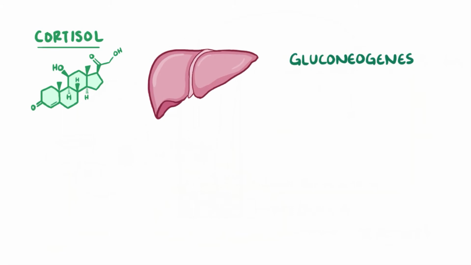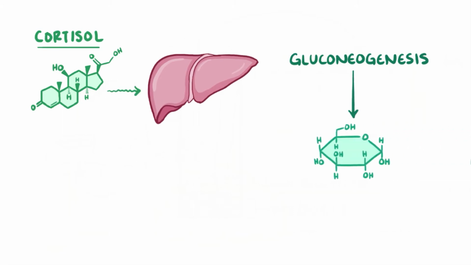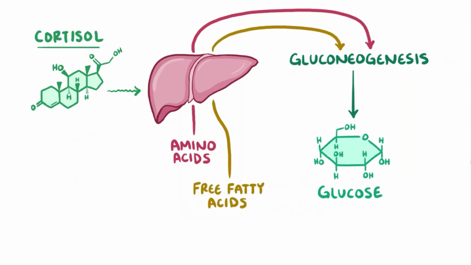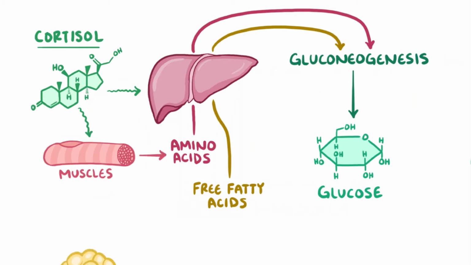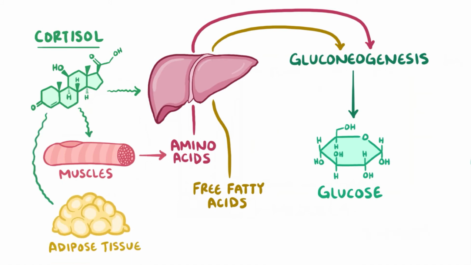One of cortisol's main jobs is to increase blood glucose levels by promoting gluconeogenesis in the liver. This is the formation of glucose from non-carbohydrate sources, like amino acids or free fatty acids. Cortisol also gets the muscles to break down proteins into amino acids, and gets adipose tissues to break down fats into free fatty acids, both of which provide the liver with more raw materials to work with. The increase in glucose lets the body respond appropriately to those raccoons, or stressors.